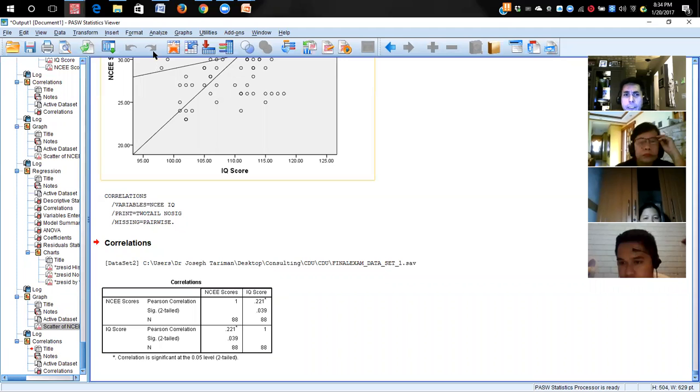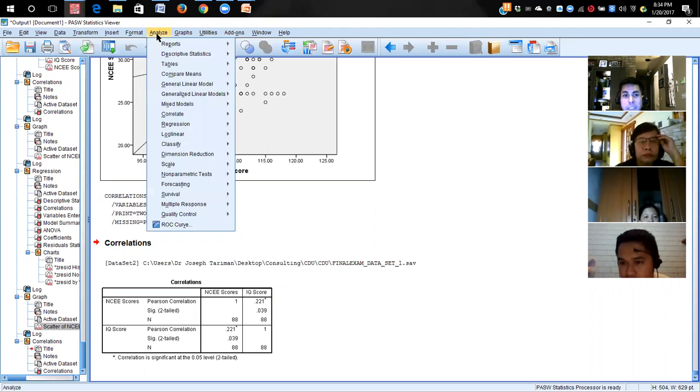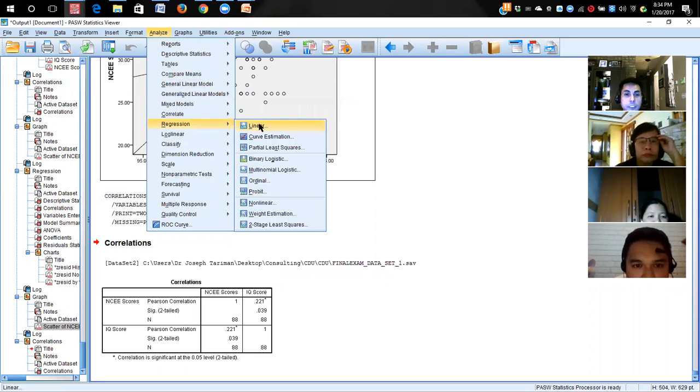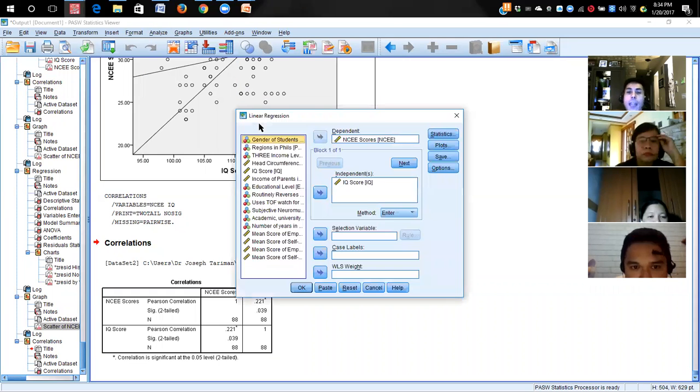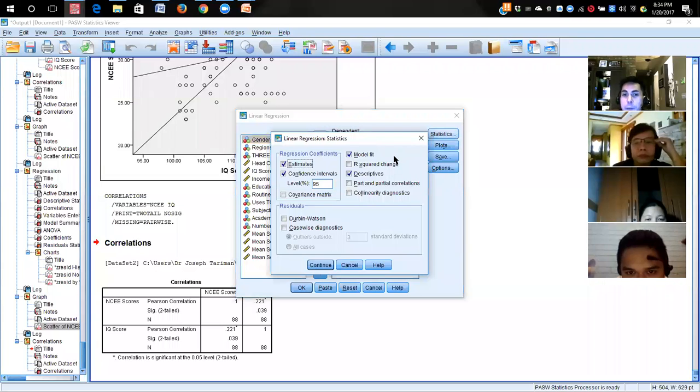So let's find out then if we put a regression, because regression modeling can give you additional information than a simple correlation. So now let's do regression. Let's do linear. We will put NCEE as the dependent variable and our IQ as the independent variable, or our predictor variable. And here are the statistics. SPSS will automatically give you the model fit and the estimates, but what I added here is the confidence interval, because I always love to see the confidence interval.